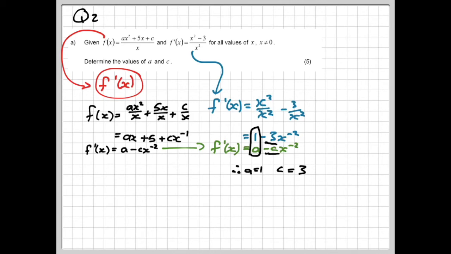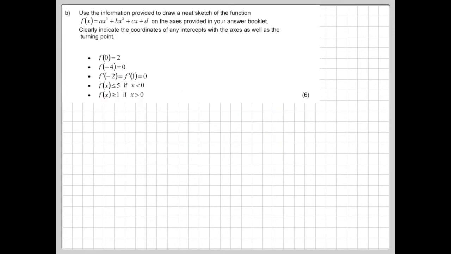Now, the B part of this question was also a lovely, lovely question. The B part of this question looked like this. Use the information provided to draw a neat sketch of the function f(x) equal to ax to the 3 plus bx squared plus cx plus d on the axis provided in your answer booklet. We don't have one. That's okay. We'll just draw our own set of axes. Clearly indicate the coordinates of any intercepts with the axes as well as the turning point.